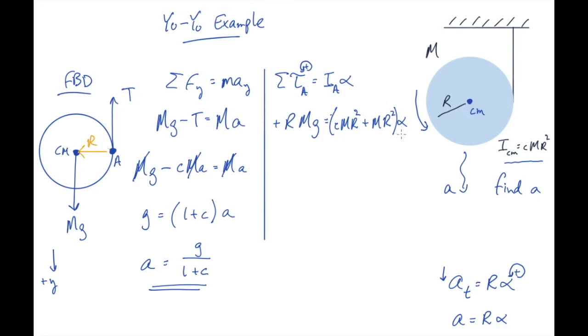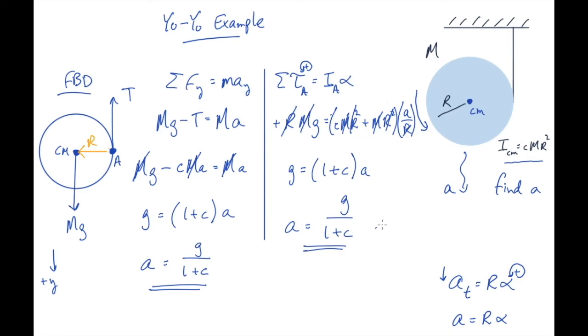Again, I have this alpha, which I want to eliminate using my rolling without slipping condition. So I'm going to get rid of that, and in its place I'm going to put a over r. And now we can solve for the acceleration. What happens is the mass cancels from every term. This r and this r cancel those r's, and I find that g equals, if I turn this around, 1 plus c times a, so that a equals g over 1 plus c, just like it did last time.